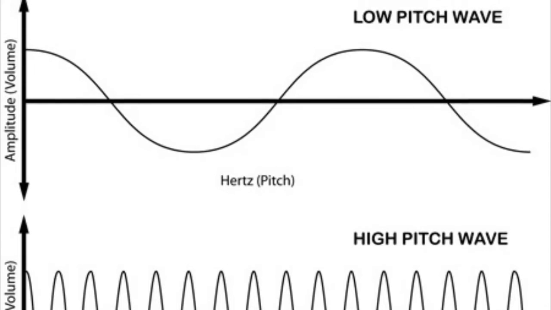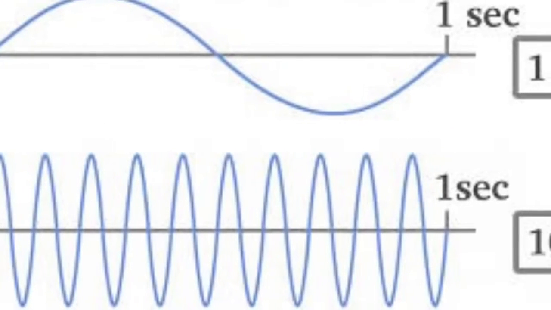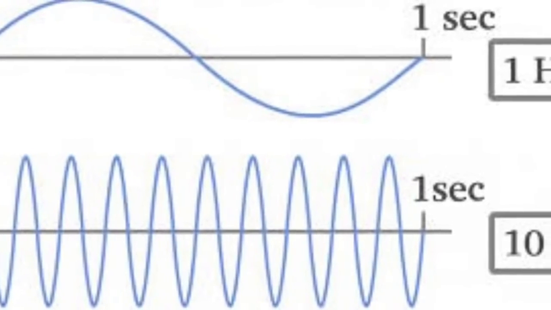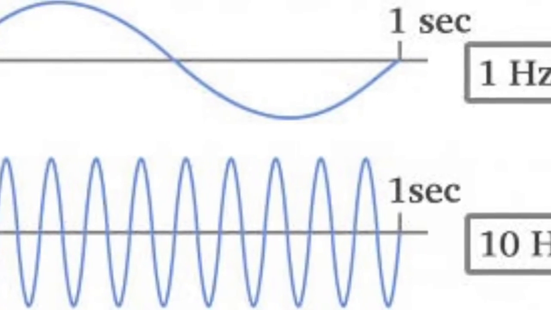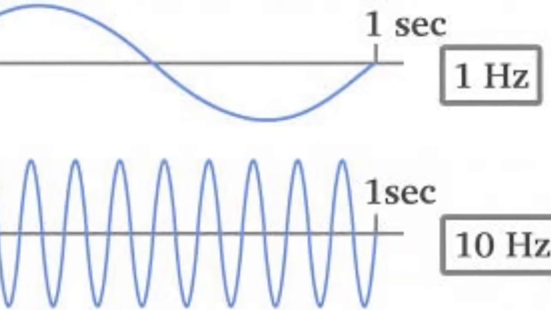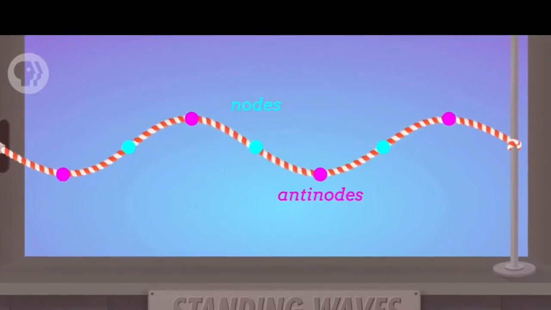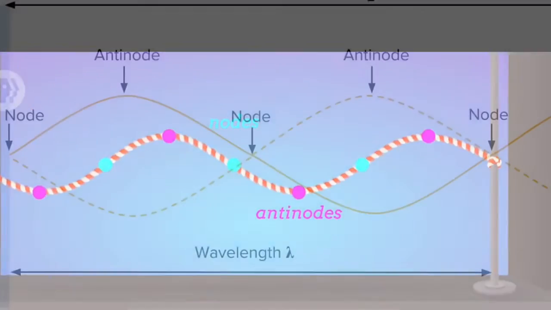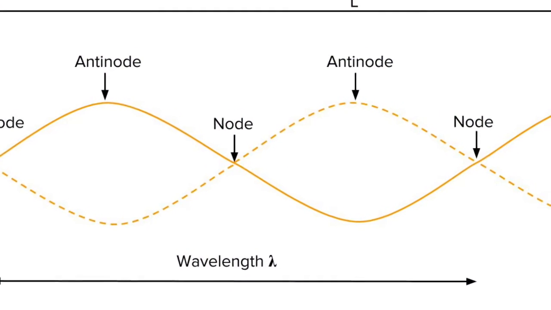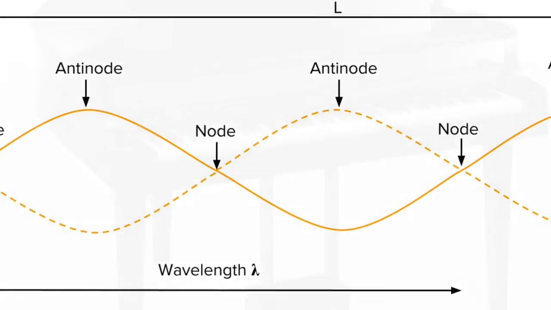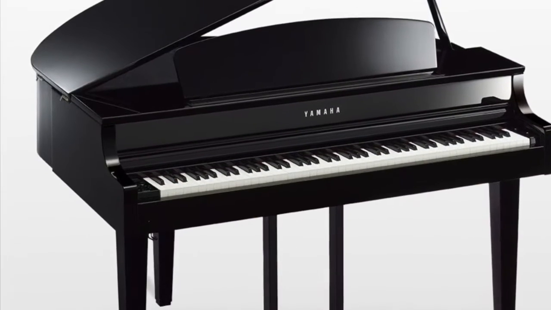The more hertz there are in a frequency, it means that the cycles are much shorter and closer together. The wave with 10 hertz matches this characteristic. A point of a standing wave that doesn't oscillate is called a node, while the points of maximum height are called antinodes. The piano is the simplest way to understand a standing wave.